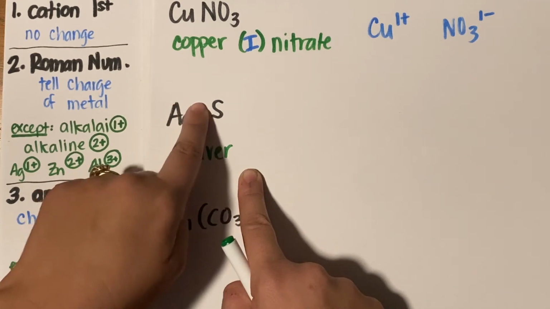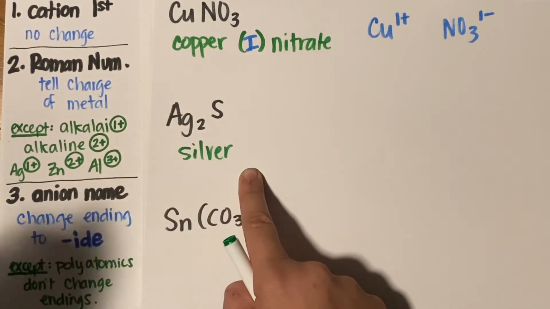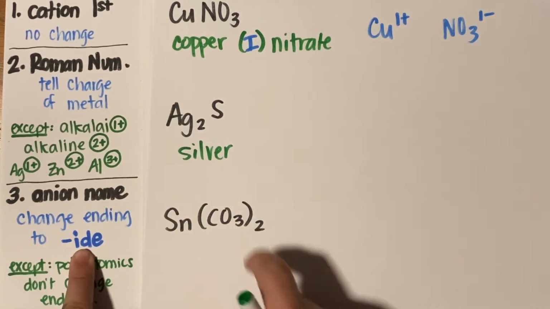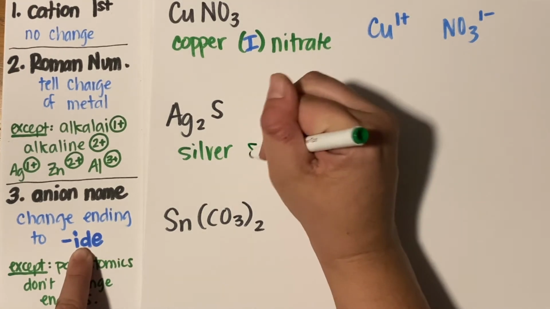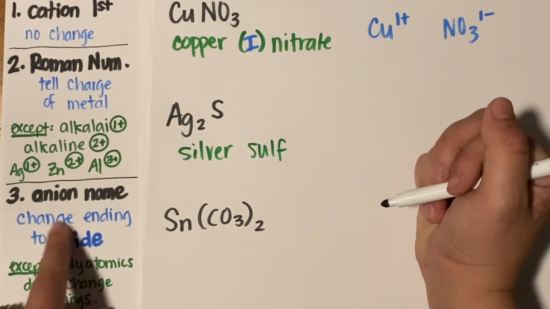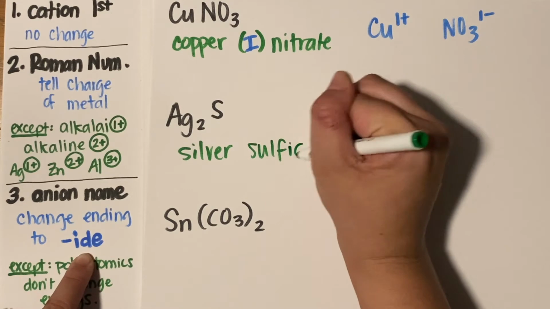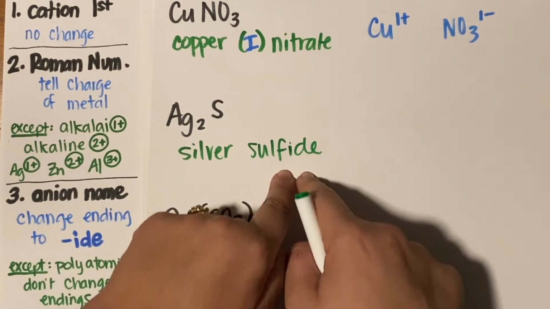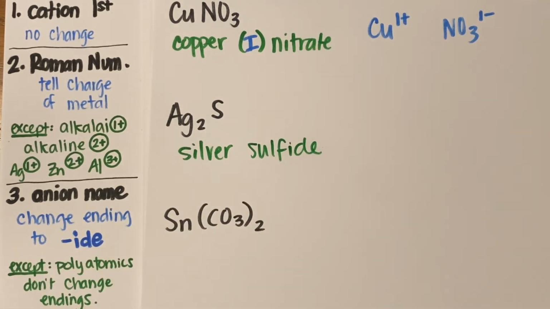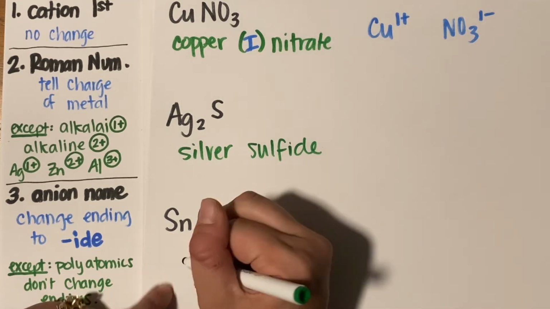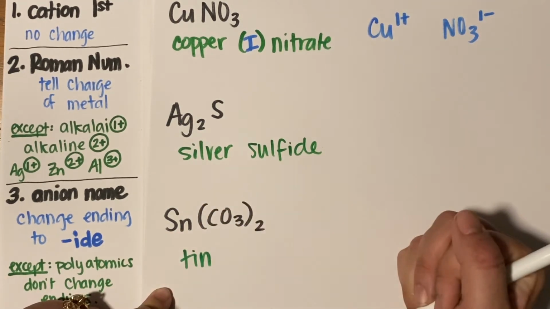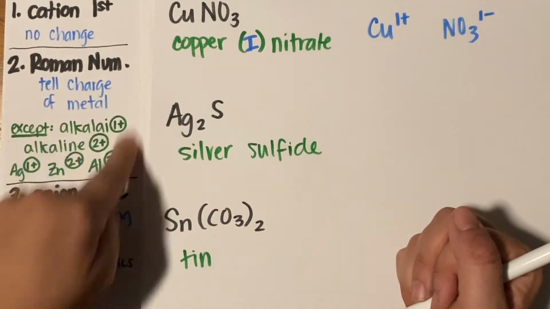So I'm gonna have silver, and then I have my S, which is sulfur. But I'm gonna change sulfur to sulfide. So we have silver sulfide, okay? Sn is tin. Then I'm gonna need a Roman numeral.